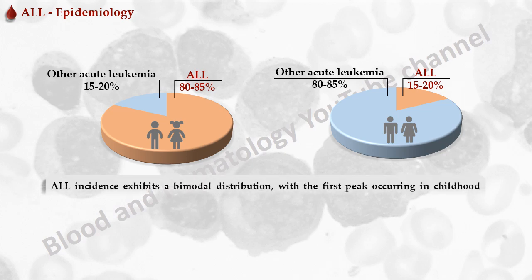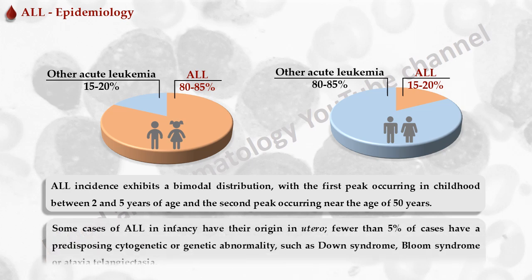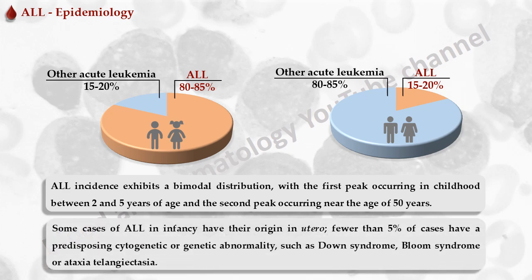Acute lymphoblastic leukemia incidence exhibits a bimodal distribution, with the first peak occurring in childhood between 2 and 5 years of age and the second peak occurring near the age of 50 years. Some cases of acute lymphoblastic leukemia in infancy have their origin in utero. Fewer than 5% of cases have a predisposing cytogenetic or genetic abnormality, such as Down syndrome, Bloom syndrome, or ataxia telangiectasia.